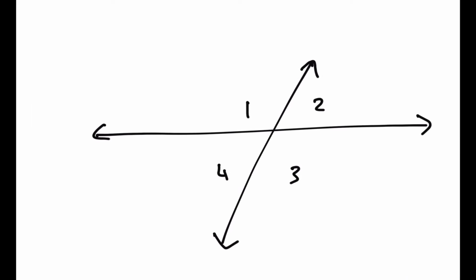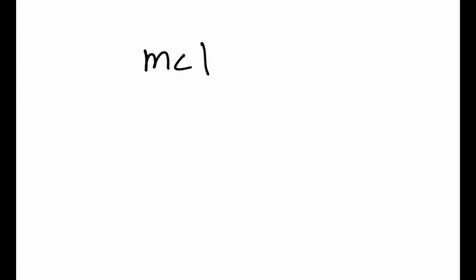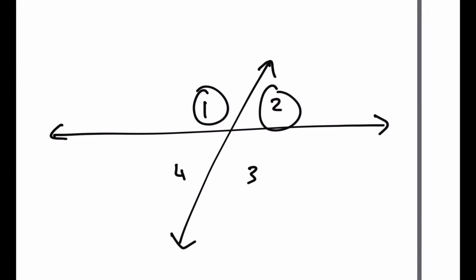Let's look at it in a different way. Over here we have another graph with two straight lines, one cutting the other, and we have four angles: 1, 2, 3, and 4. Now one way to write this is the measure of angle 1, over here, plus the measure of angle 2, which is right there, is equal to 180 degrees.